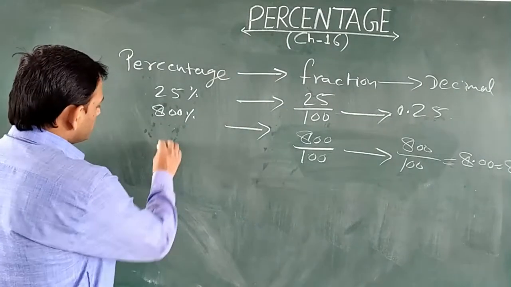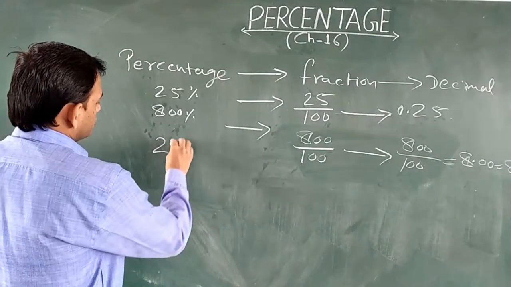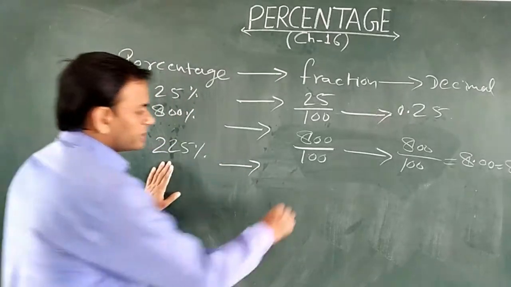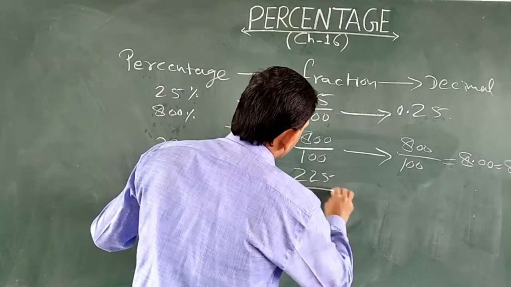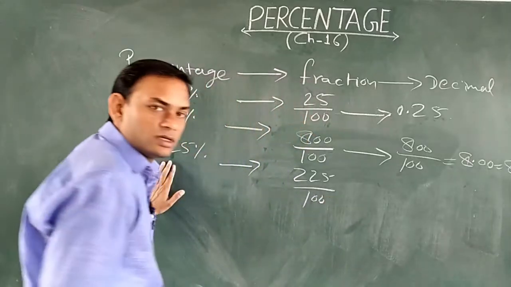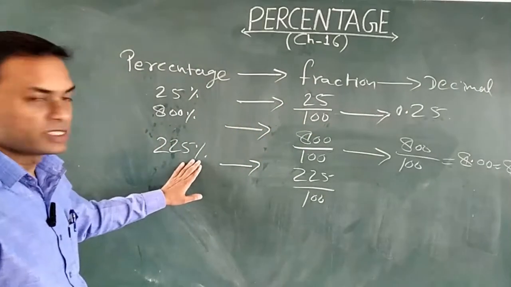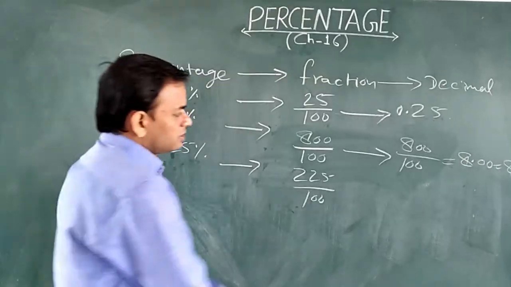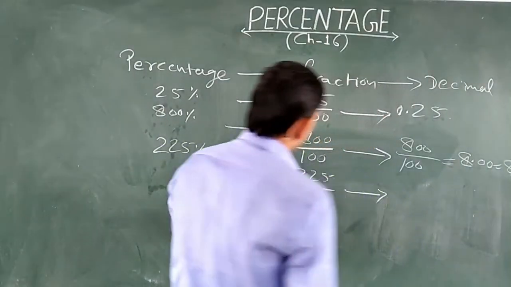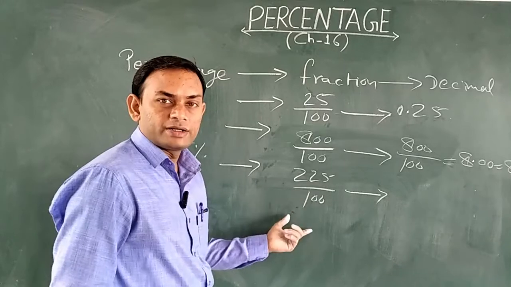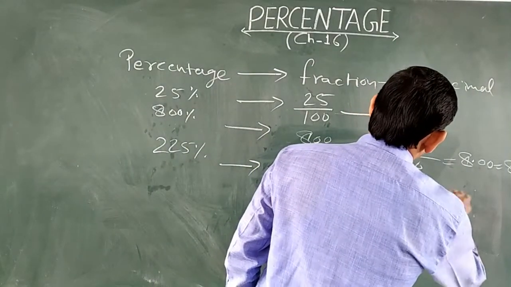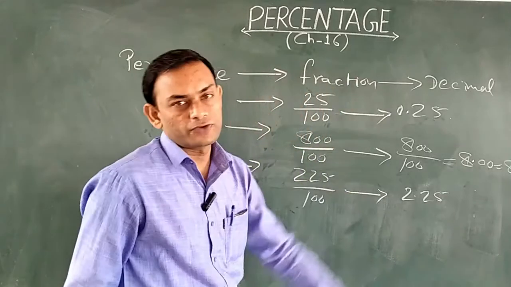Got it? Now one more example I am telling you, 225%. Okay, so it can be written 225 upon 100. By removing the percentage sign, we have written 100 as a denominator, and when you divide 225 by 100, you will put the point after 2 digits in the numerator, 2.25.